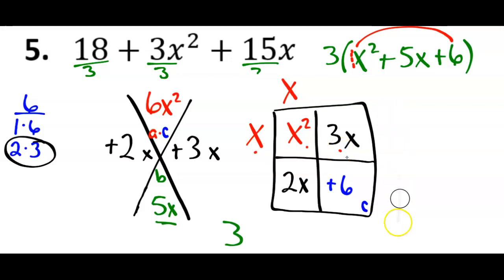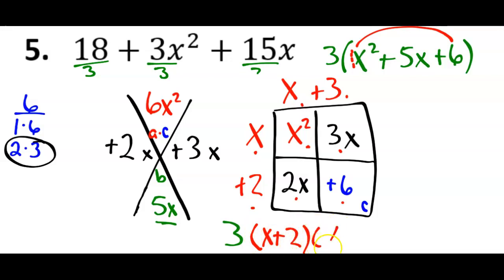Or I could look at what do these have in common going up? Well, they both divide by 3. Positive 3. What do these have in common going out? Positive 2. Let's check our answer. X times x is x squared. We already checked that. X times 3 gives me 3x. Perfect. 2 times x gives me 2x. Perfect. 2 times 3 gives me 6. Perfect. I've got my answer. Remember, I told you to put that 3 down here for a reason. Now, write your answer with it, and that's your final factorization of this quadratic polynomial.